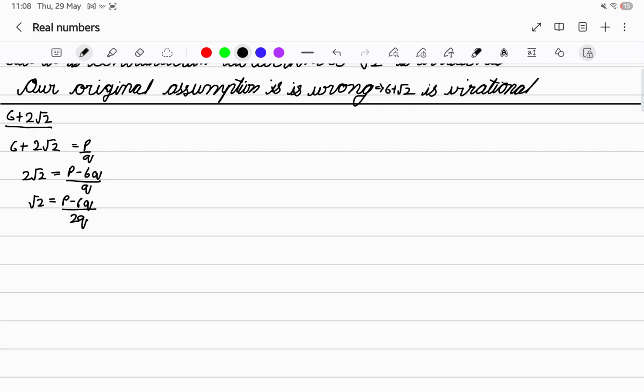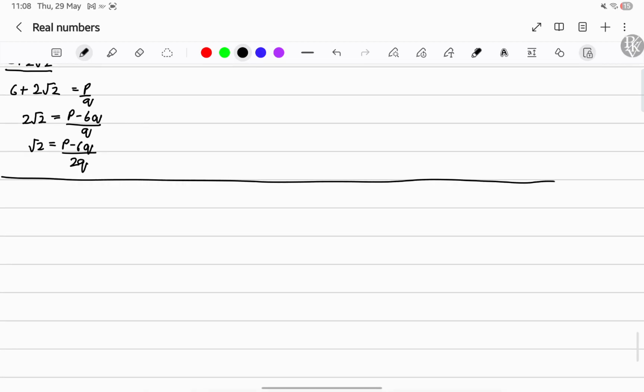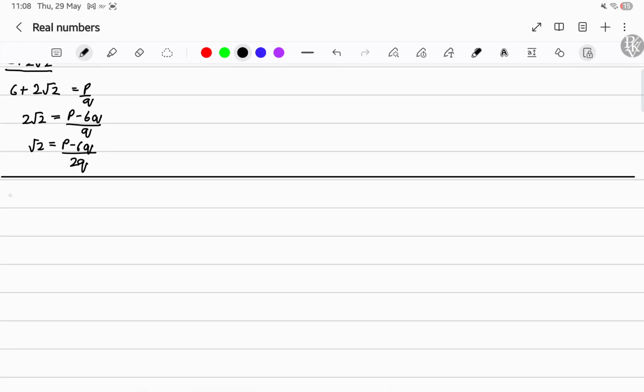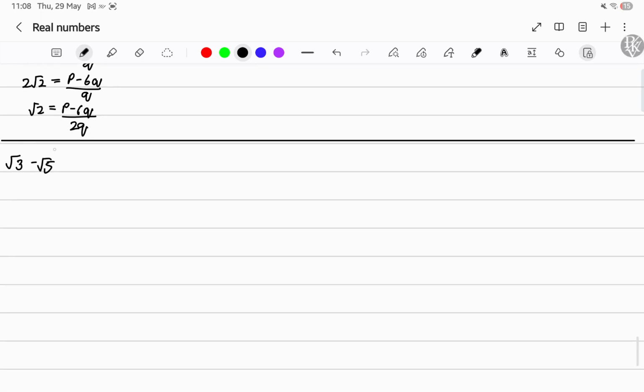So that's almost everything, right? Or do we have something more? Yeah, there is just one more. So another type is root 3 minus or plus root 5, whatever it is, it doesn't matter. You just need to know how to calculate. So again we can write this as p by q with the above conditions.